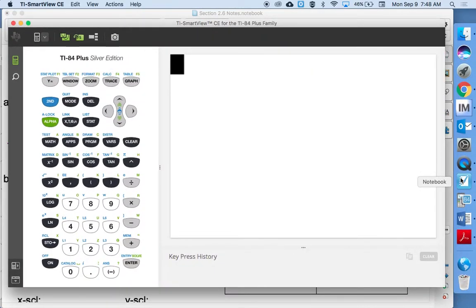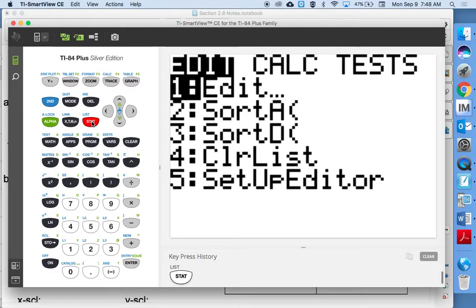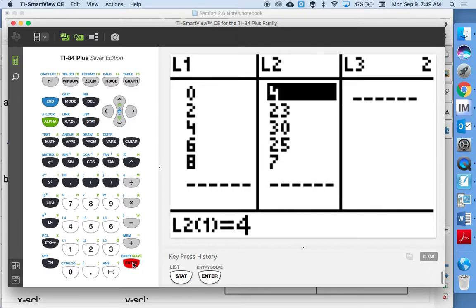So the first thing you're going to do is find the stat button, which is right next to that gray set of arrows, up, down, left, right. So you're going to hit the stat. As I said, it is a little bit of statistics that we're looking at. And then we are going to edit, because we need to enter numbers into it. So you just have to hit the enter button. Does anybody have numbers listed in theirs like I have numbers listed in mine?